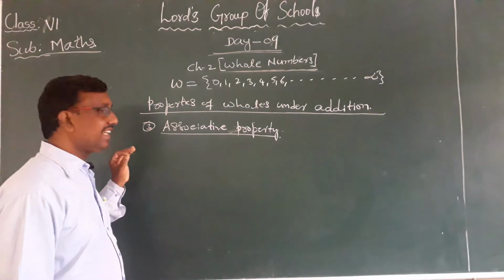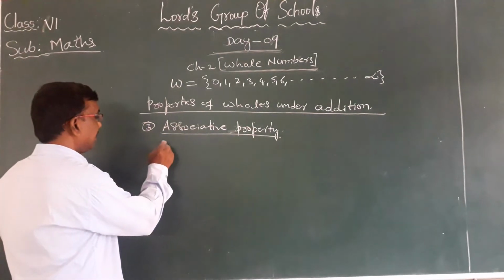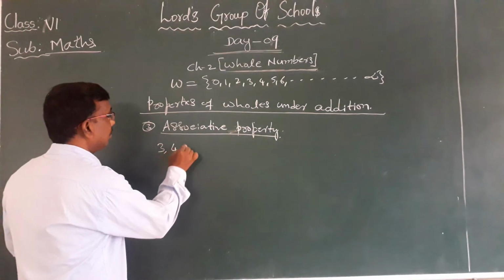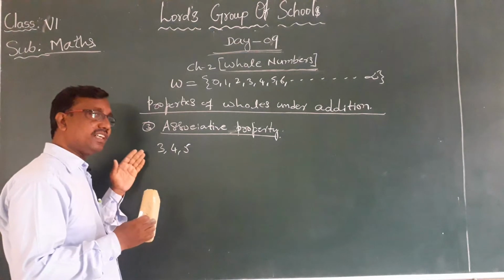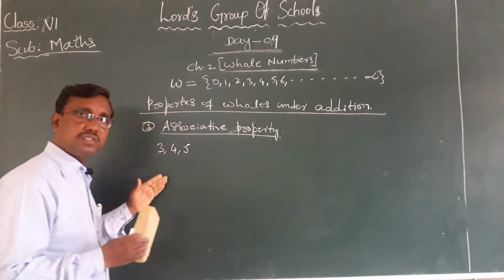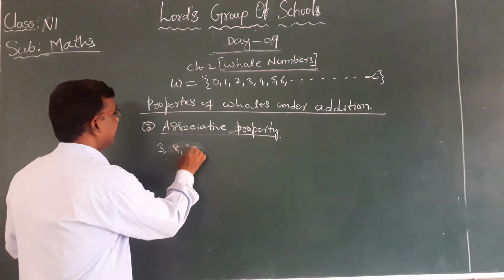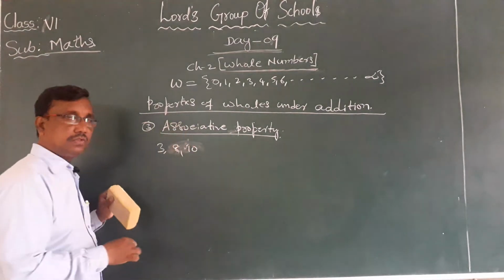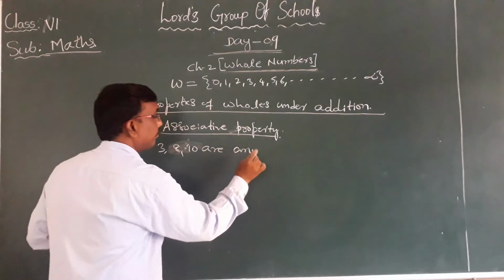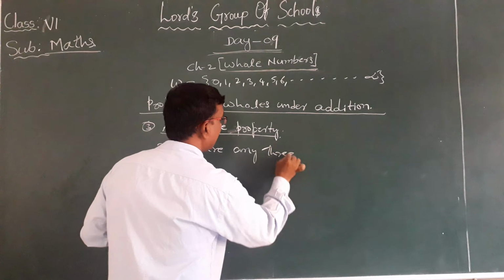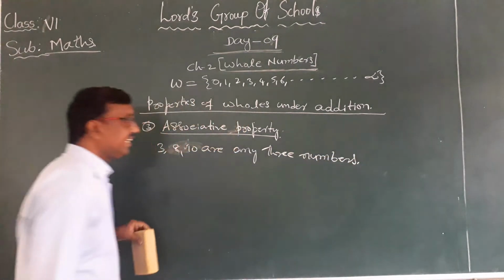Now in this case we can take three or more. So let me take 3, 4, 5, consecutive numbers. You can take any three. It is not necessary that you must take only consecutive, continuous numbers. You can take any numbers. Okay, 3, 8, and 10. Let me take some three whole numbers, or any two whole numbers.